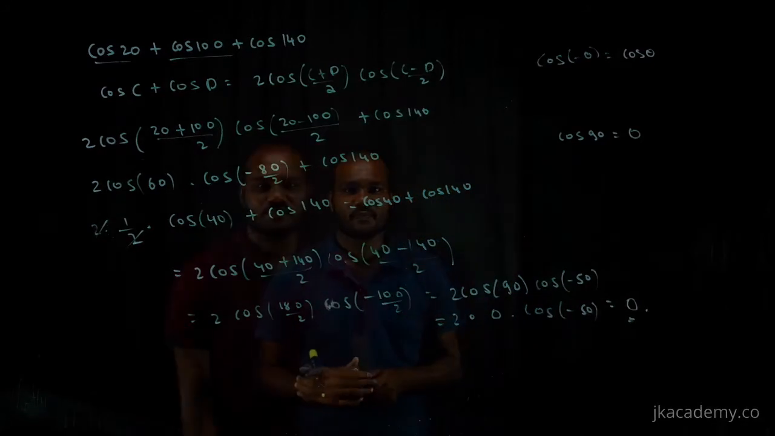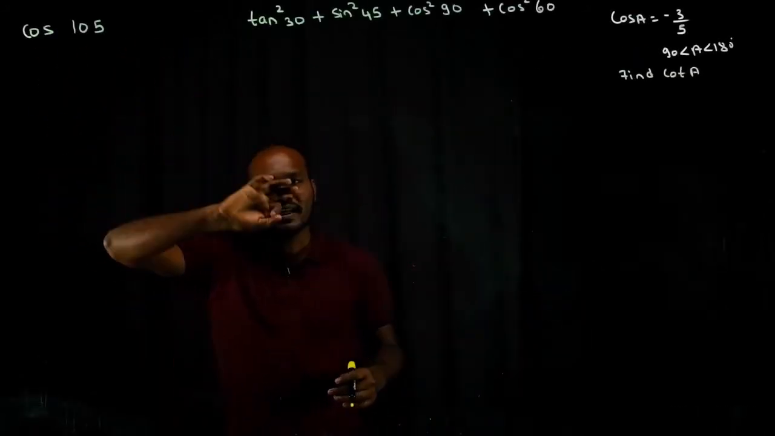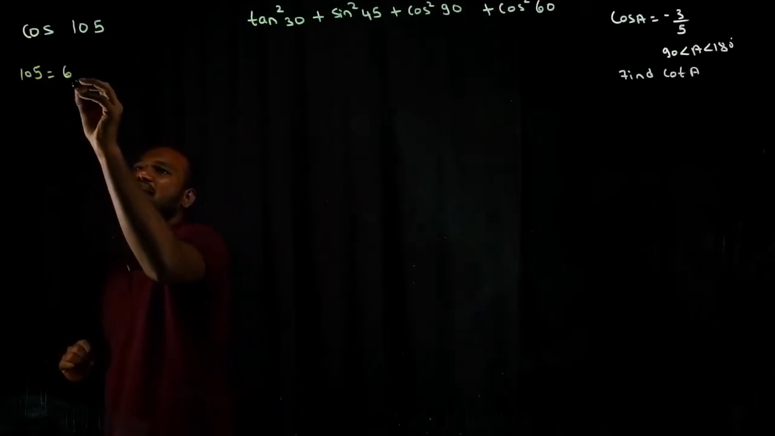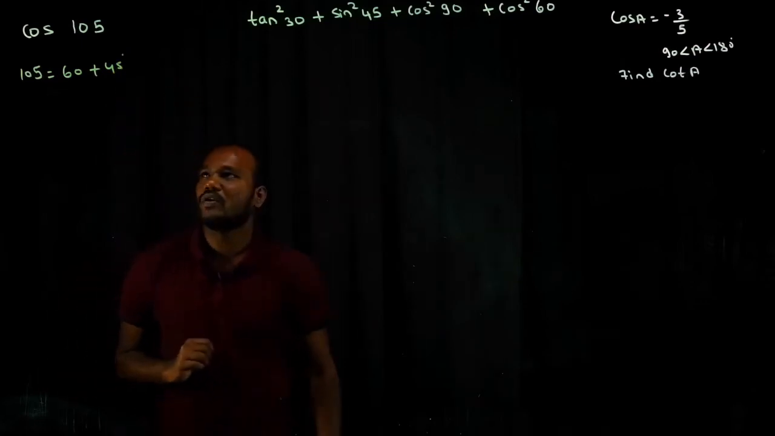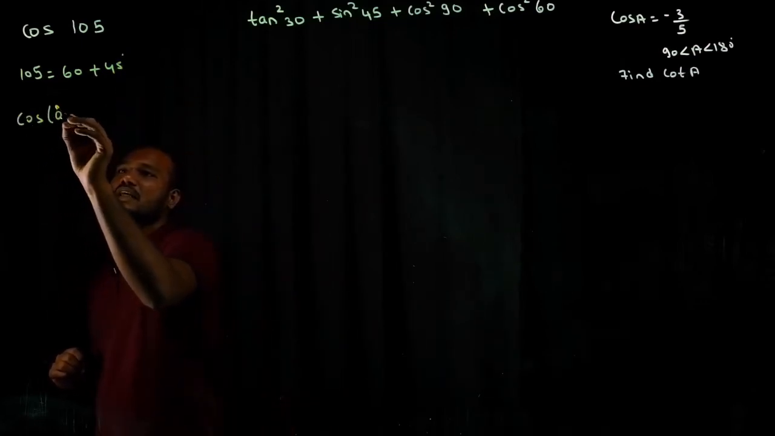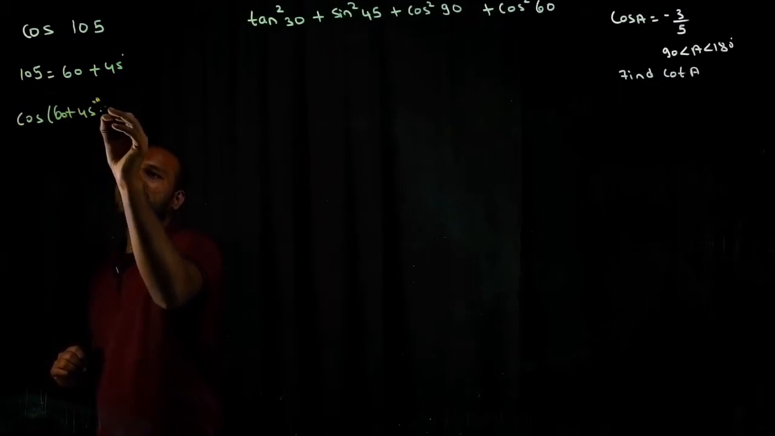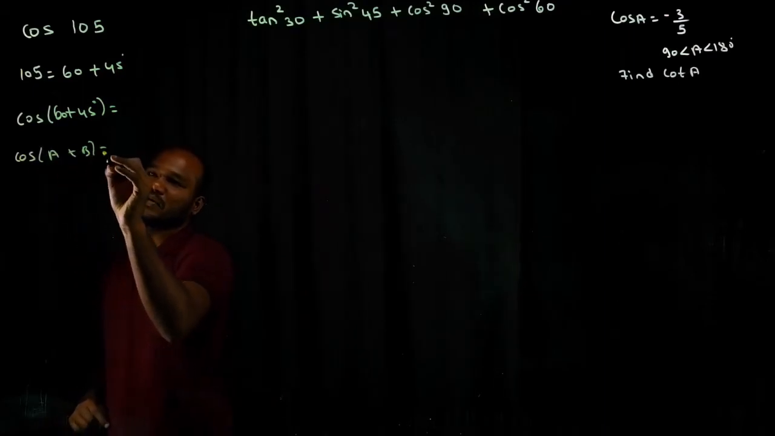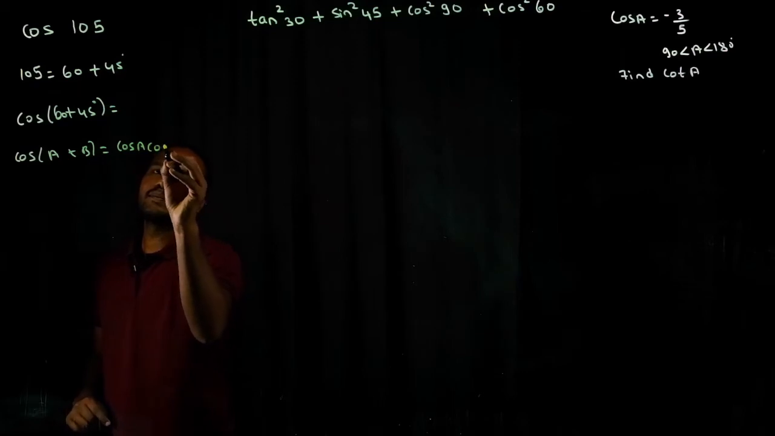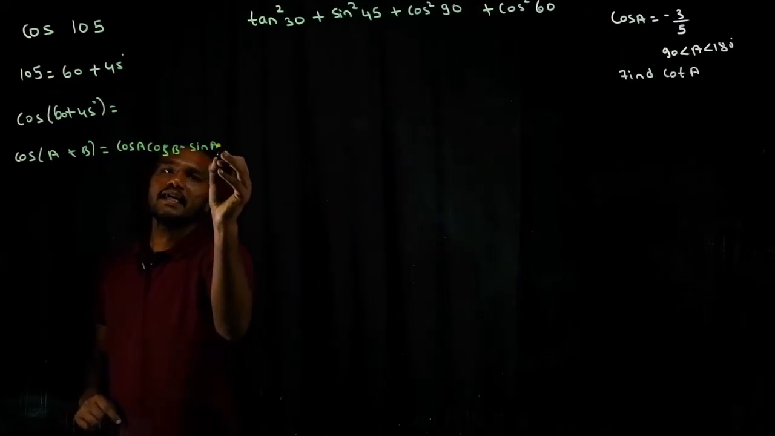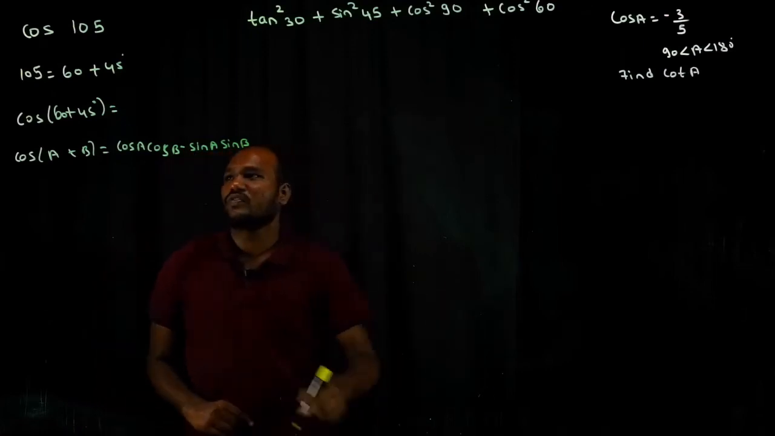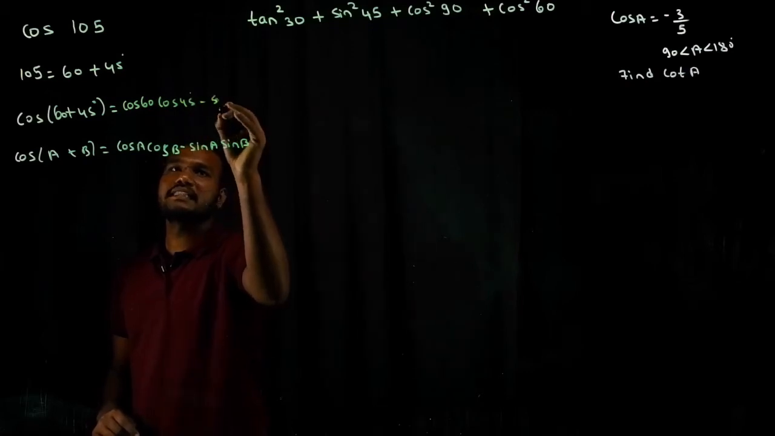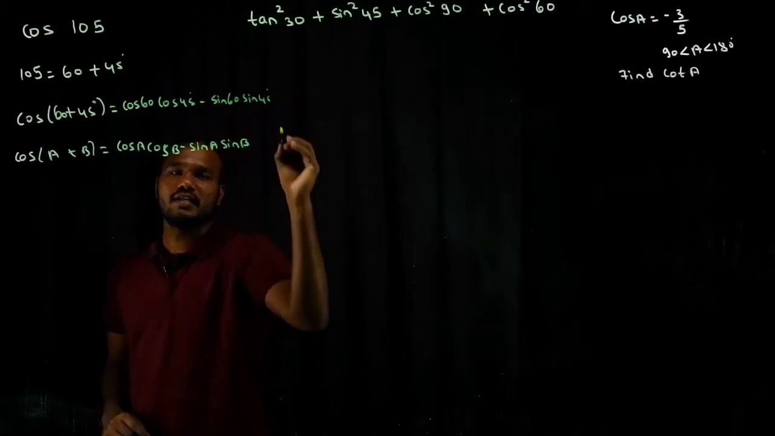Okay. Next question. See, first question of this, cos of 105 degree. So how to do this? Cos 105. We can write 105 as 60 plus 45 degree. Now this will become cos of 60 plus 45 degree. It looks like cos of A plus B. Cos of A plus B is what? Cos A cos B minus sin A sin B. So if I take this, cos 60 cos 45 minus sin 60 sin 45 degrees.